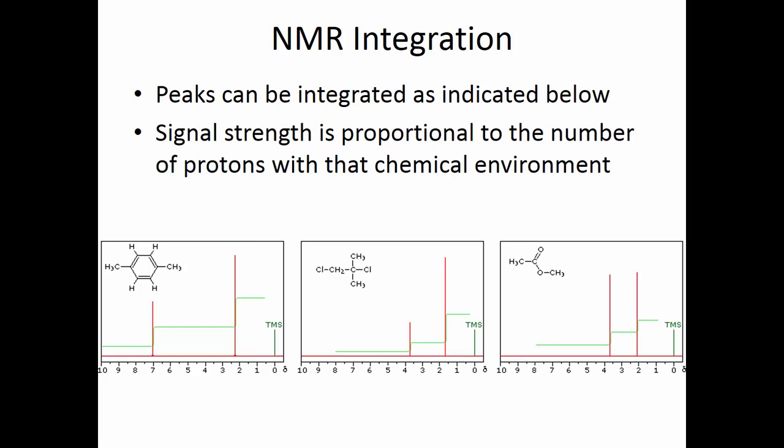Peaks can be integrated. You see those green lines. Those are integration of the peaks. And the signal strength is proportional to the number of protons with that chemical environment, like we said. And so you see some of these here. We have this middle one. We have CH3s and a CH2. The CH3s are presumably this peak.